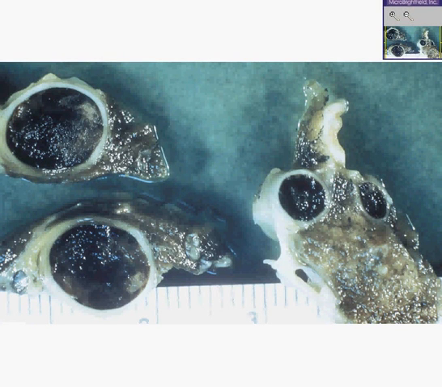Here is a nice cut section of a lung. Here is the pulmonary parenchyma, and here are some relatively thick-walled pulmonary arteries. Notice that they appear to be distended. Notice also that they are just jam-packed with blood clot material.